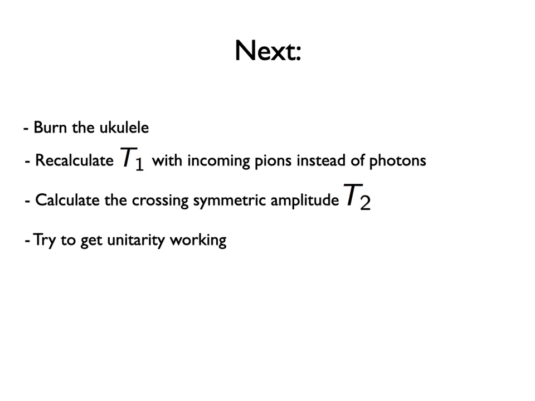Because if we can do that, we then have a model of the pion-nucleon-photon system with crossing symmetry, gauge invariance, and unitarity. Unfortunately, I didn't get time to do any of that, and so today we'll just have to settle for gauge invariance and unitarity, and that's it.